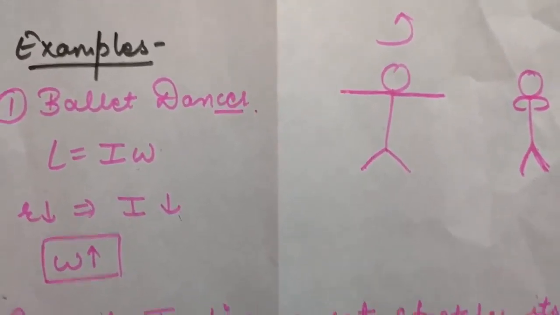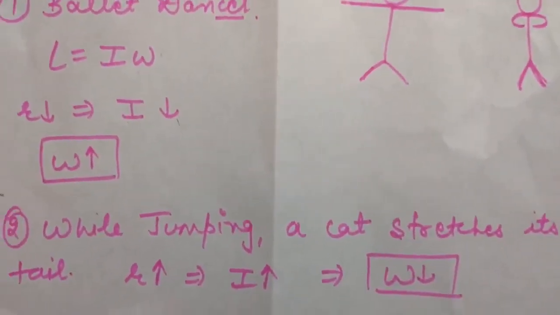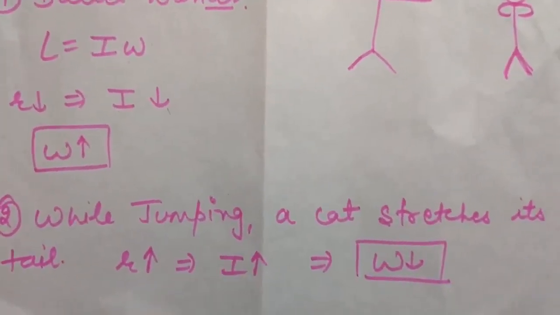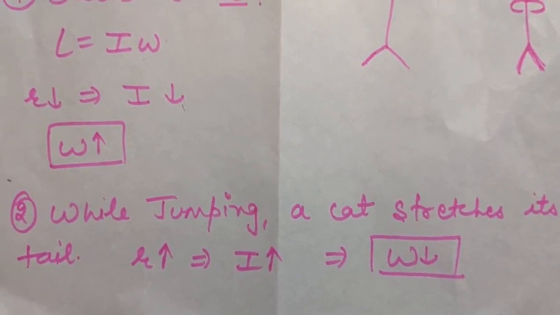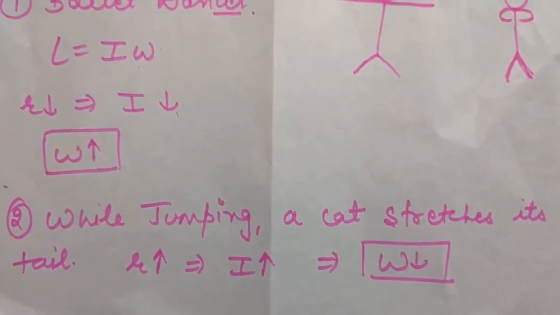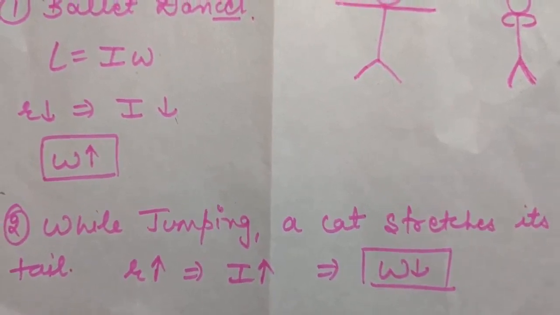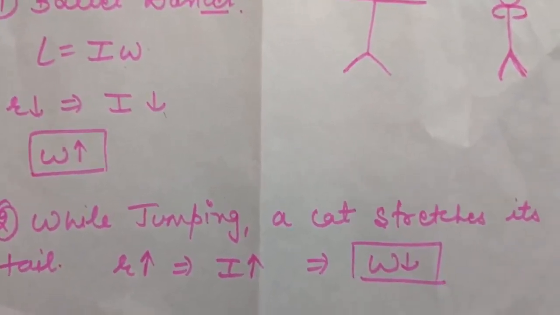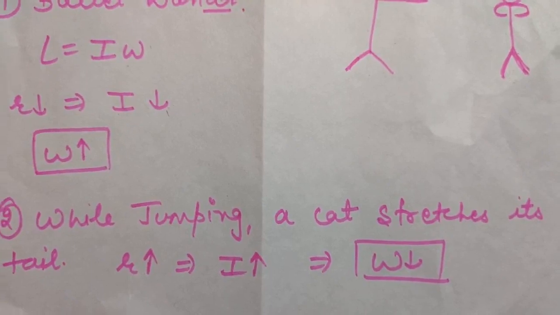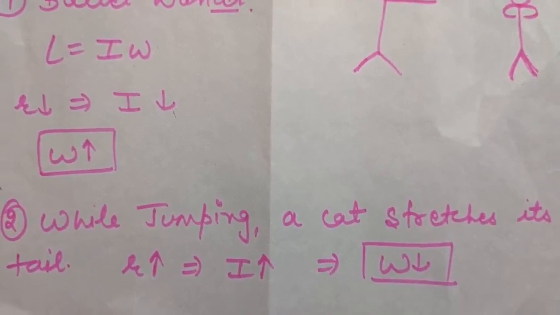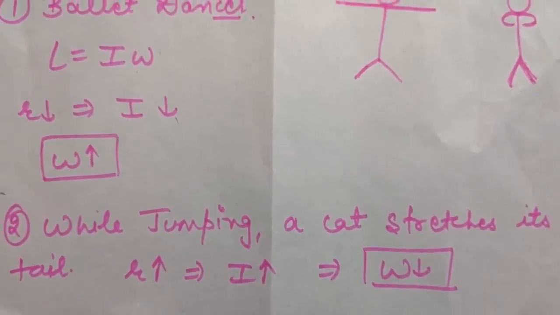Okay. Similarly, the second example: when a cat jumps, that is when she takes a jump, she always stretches her body, or especially she stretches her tail. Now why does a cat do so? Because, see, again, when she increases the radius, that means the moment of inertia is increasing.